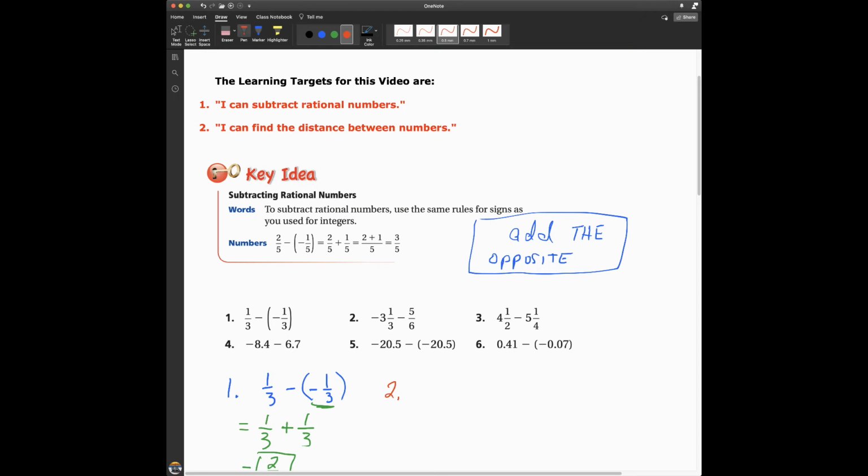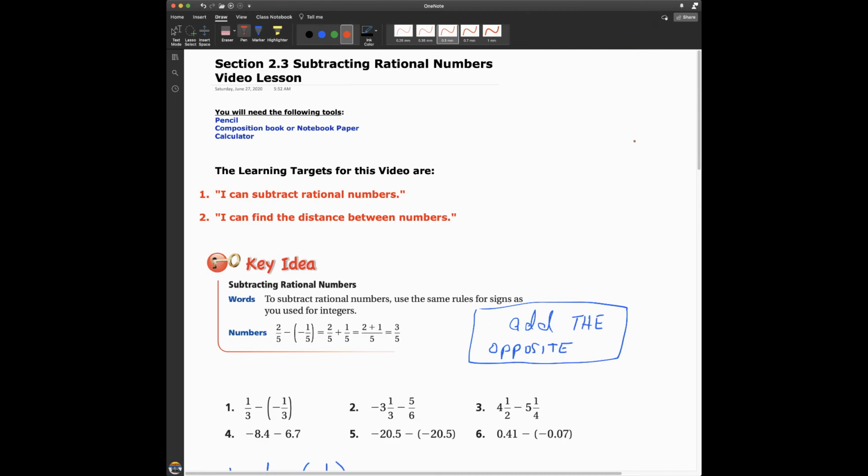I am going to cover section 2.3 and talk about how we subtract rational numbers. It's going to be pretty straightforward because we're going to use the same rules we did for the last chapter when we subtracted integers. And all we have to worry about are the fraction pieces. Do I have to have a common denominator or not? And that's pretty much it.